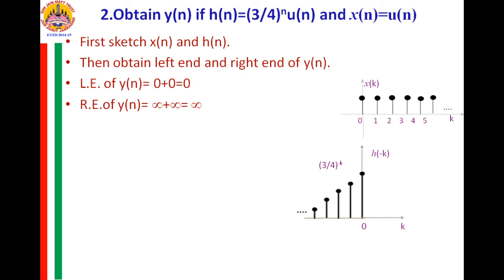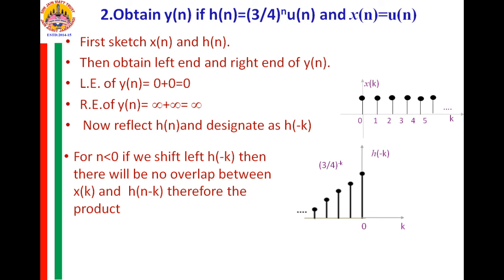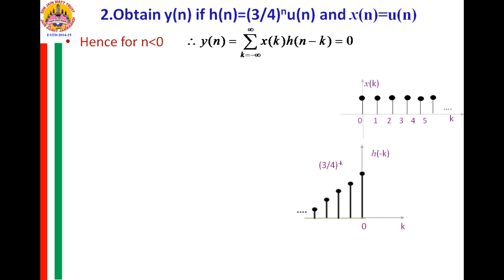So, the y of n we are starting with 0, and you observe here that for 0 this product exists for 0. For n less than 0 we observe that if we shift left h of minus k, then there will be no overlap between x of k and h of n minus k, therefore, the product x of k into h of n minus k is 0 and therefore, y of n also will be equal to 0 for n less than 0.